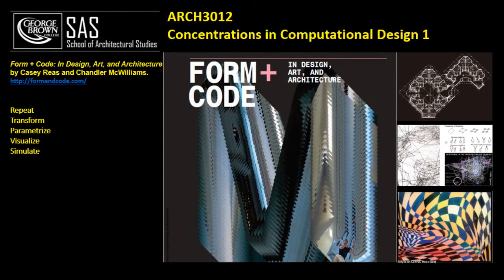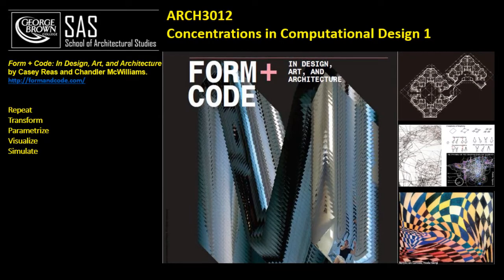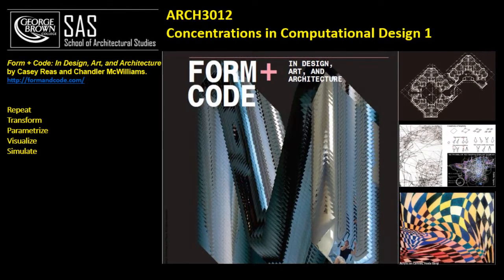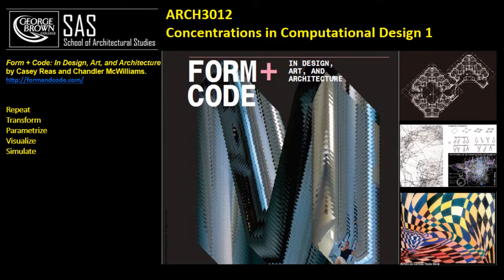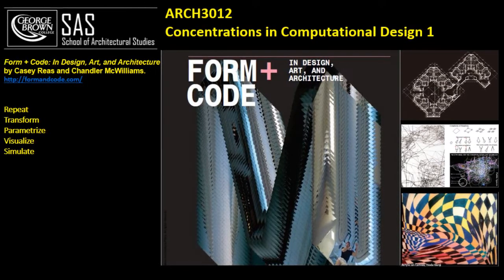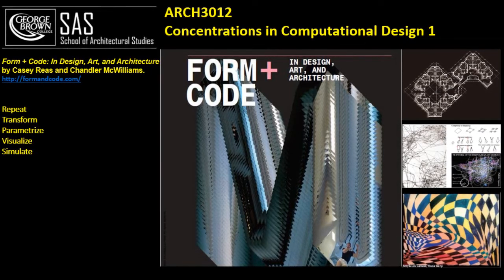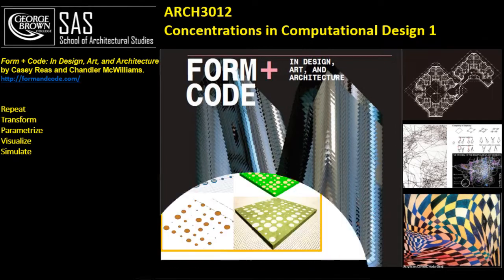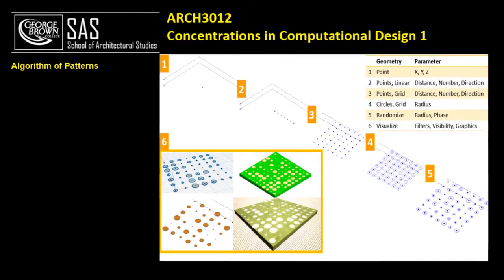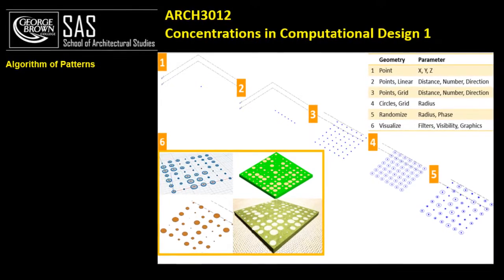In this course, we learned some ideas from the book Form Plus Code in Design, Art, and Architecture, written by Casey Rees and Chandra McWilliams. We learned about how repeat, transform, parameterize, visualize, and simulate help us to create more complicated patterns and geometries. We learned about the algorithm behind the patterns, how they are created, what are the steps to create them.